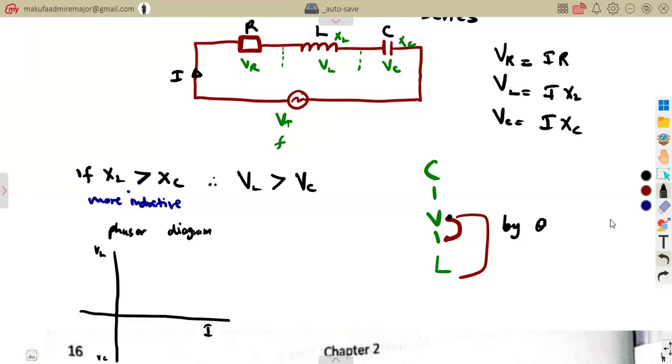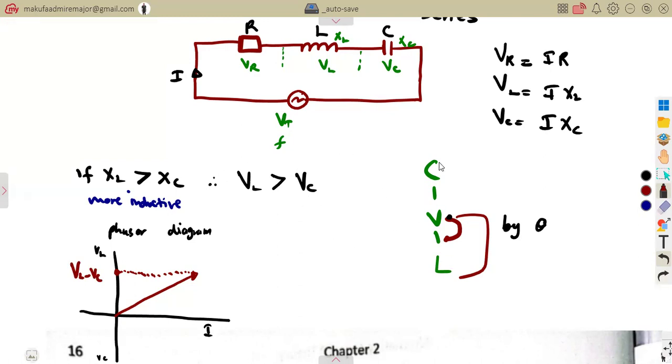Voltage leads. But in this case, remember what you're considering: it is the total voltage that you want to consider. So it is going to be given at a certain angle theta, not at 90 degrees. And the point that we are taking must correspond to the difference between the voltages. Since our XL is greater than XC, VL is greater than VC, so we are going to have the difference of VL minus VC: the bigger one minus the smaller one.